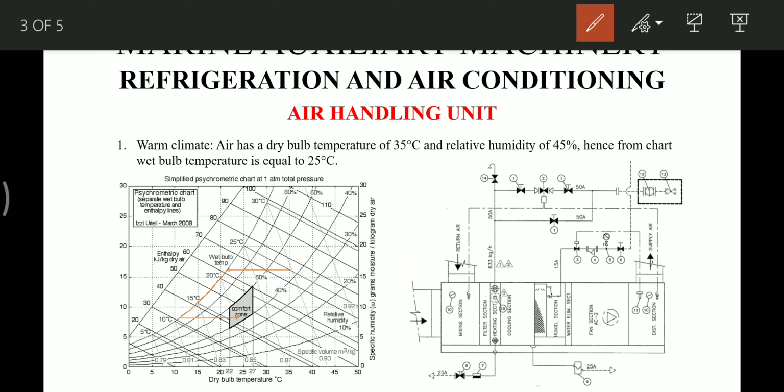So in summer, when the outside temperature is 35 degrees Celsius and relative humidity is 45%, in that case we just need to see, we have to reach from 35 degrees temperature and humidity 45% to 24 degrees Celsius and humidity of 50%, like in the comfort zone we have to reach. So this is the point which represents 35 degrees Celsius and 45% humidity.